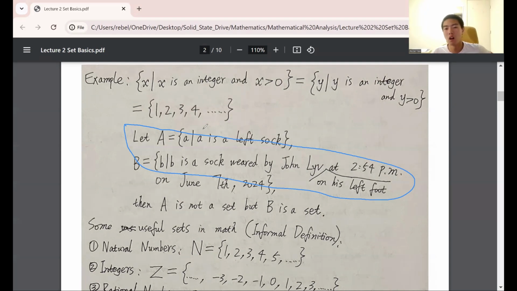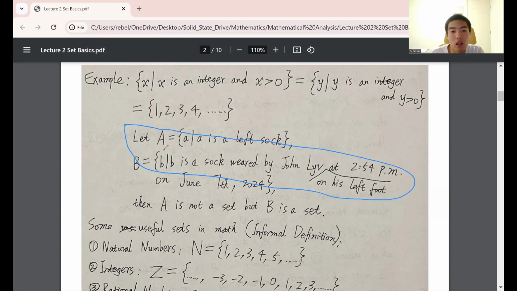It's not easy to say which element belongs to this set and which element does not. But if B is defined as a sock worn by John Lu, a particular person, on his left foot at 2:54 p.m. on June 7th, 2024, then the time is defined, the person is defined, the foot is defined as the left foot, then the sock is defined. It must be the only one. Maybe he wears different layers, like 10 layers of socks, then there will be 10. But at least it is defined.